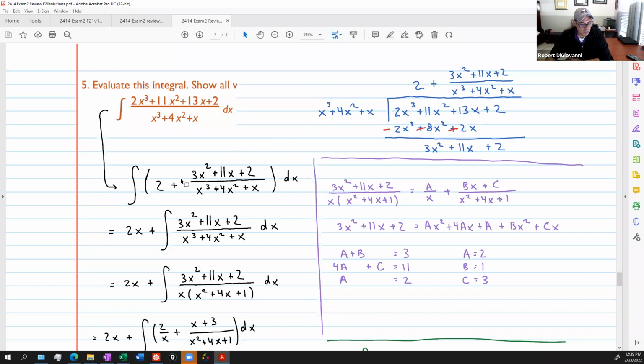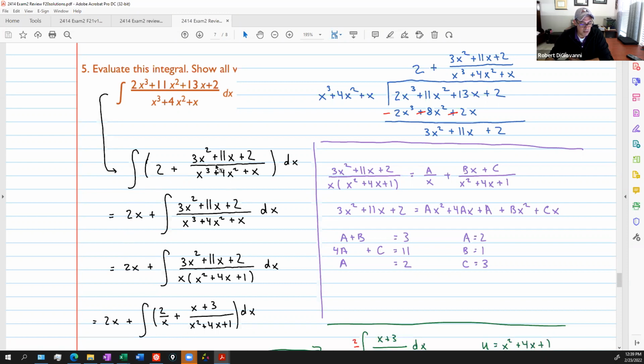Once you do this, you set it up in the integral. You do the antiderivative of 2, which is 2x. But then you have to find the antiderivative of this big ugly thing. So you go and you factor the denominator. And when you factor this, the only thing that factors is an x. You can pull an x out. The x squared plus 4x plus 1 that's left can't factor.